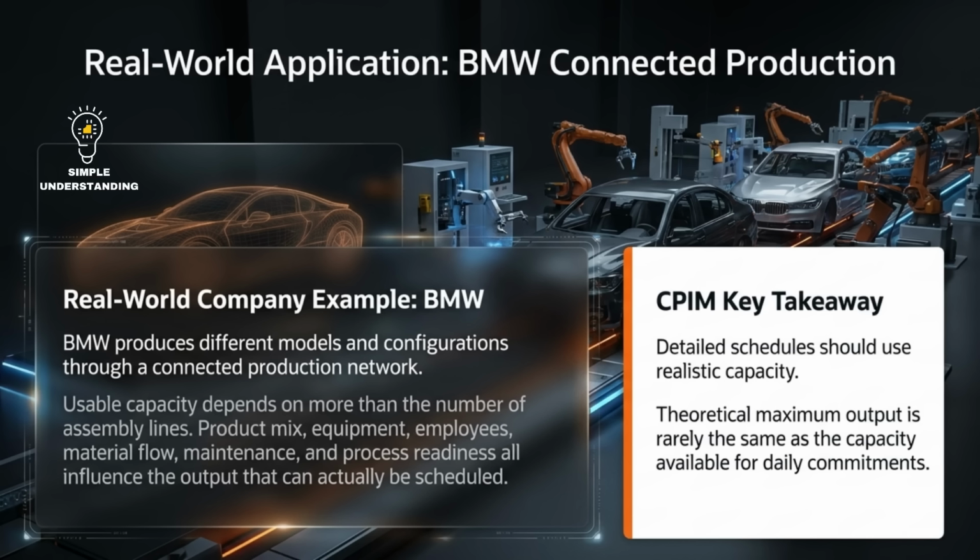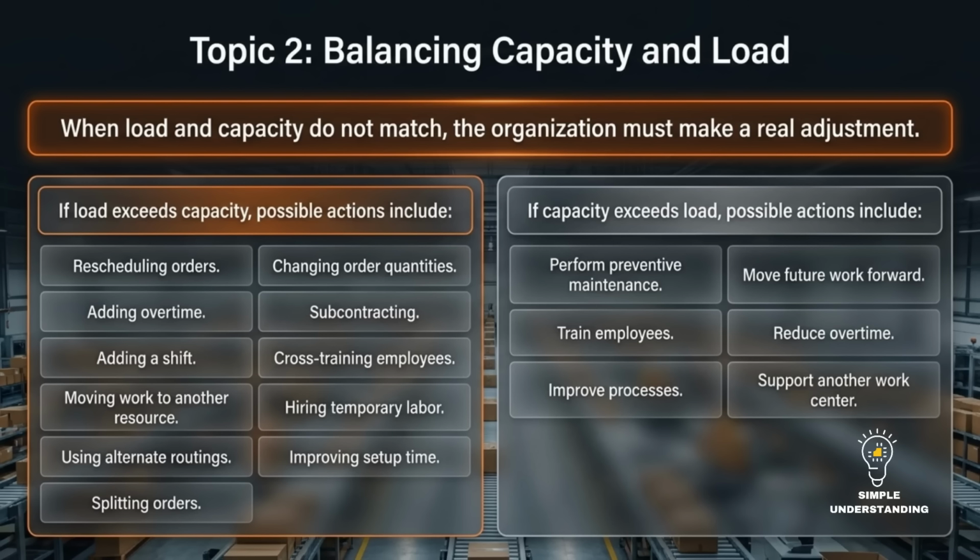CPIM key takeaway: detailed schedules should use realistic capacity. Theoretical maximum output is rarely the same as the capacity available for daily commitments. Topic 2. Balancing capacity and load. When load and capacity do not match, the organization must make a real adjustment.